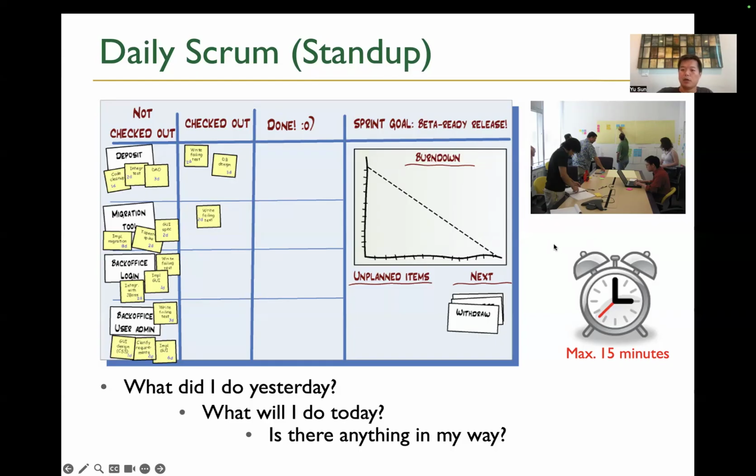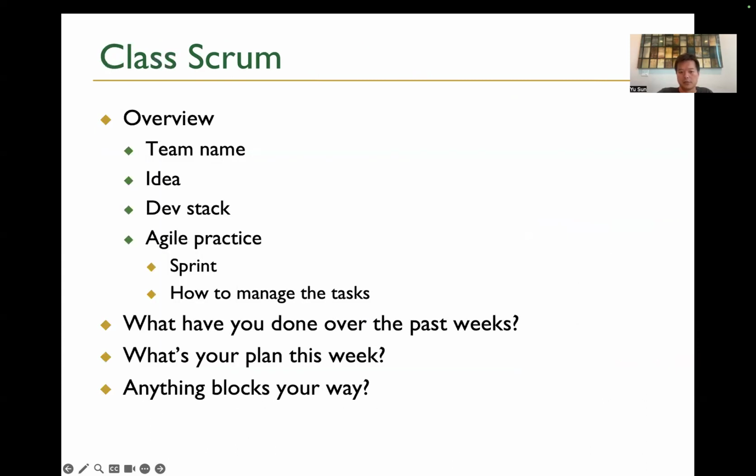All right. So what I want to do today is practice a little bit more of this Scrum. So I want to do a quick Scrum meeting. We have about 15 teams or so. I want every team to find one person to represent their team to go through these questions, just as a Scrum meeting. The main questions you want to answer are: what has your team done in the past weeks? What's your plan for this week? And does anything block your way, any kind of challenges?